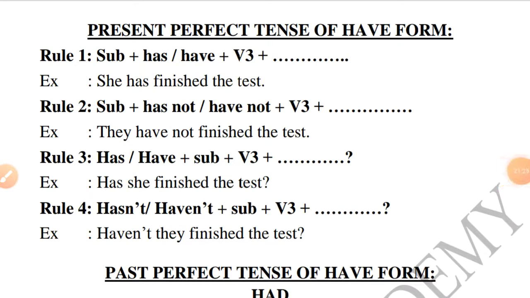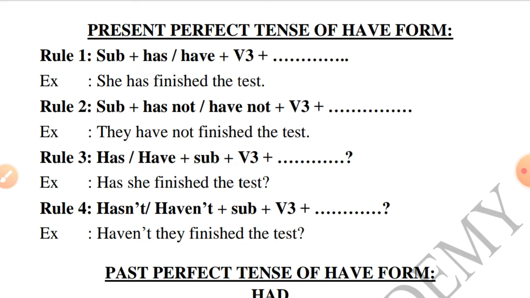Present perfect tense of have form. So already we have said, what is present perfect tense? An action that started in the past and continues in the present. For an example, in the present tense itself, what are the forms? There are two forms. One is has, second one is have. This is for the present tense. So where we have to use has: when the subject is he, she, it. Where we have to use have: when the subject is I, you, we, they.